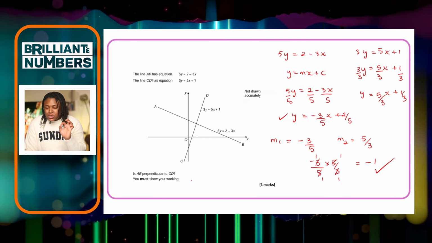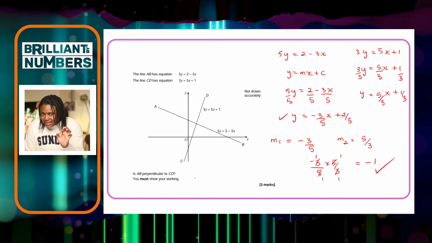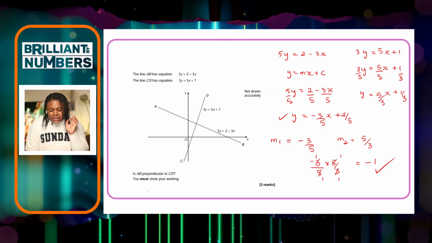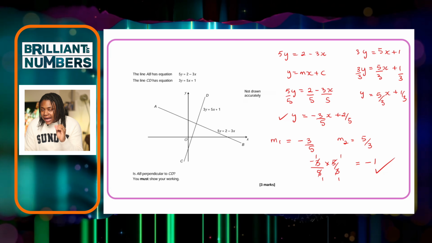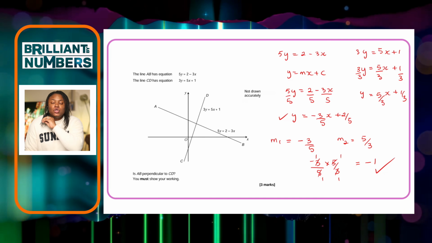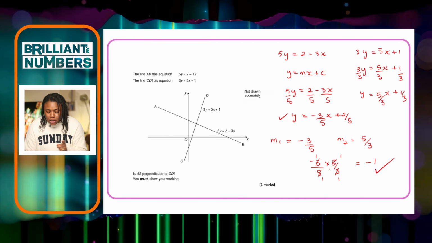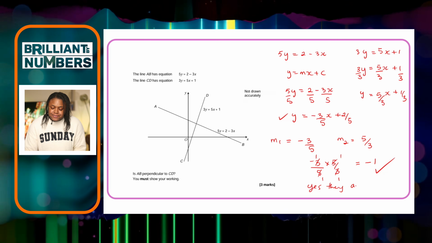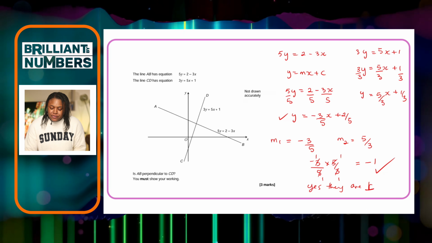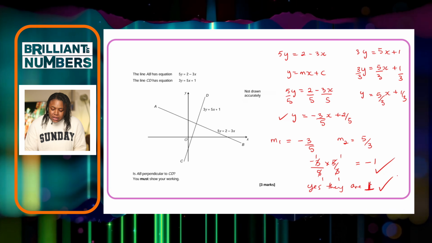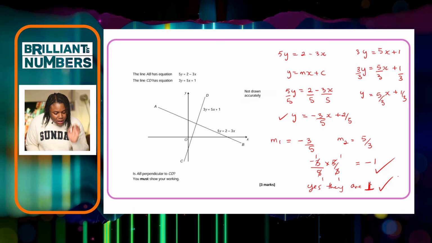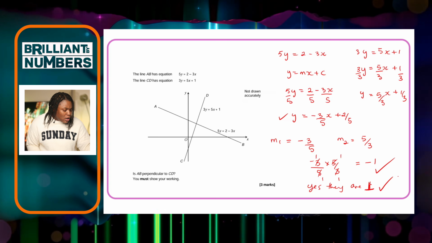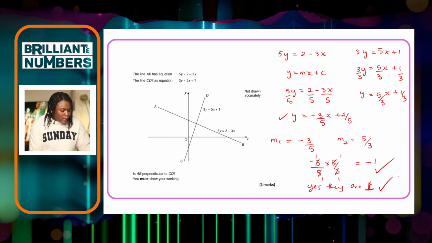Then you must answer the question intelligently for the final mark. You were asked specifically, is AB perpendicular to CD? If you stop here and haven't made a conclusion, you have lost the final mark. So you now need to say, yes, they are perpendicular, and this is the symbol for perpendicular. Let me show you that. Yes, answer the question that was asked. Absolutely fantastic. Okay, so now we are going to move on to another question.